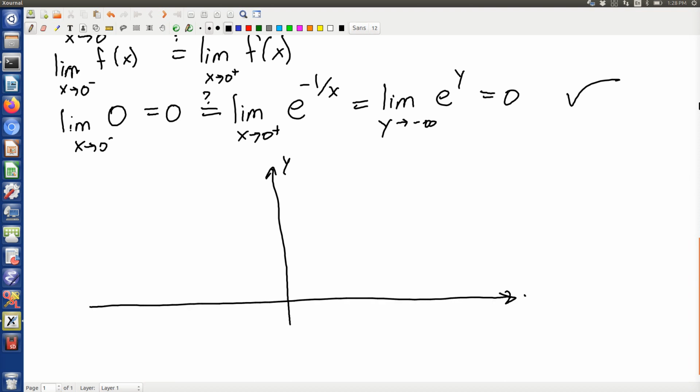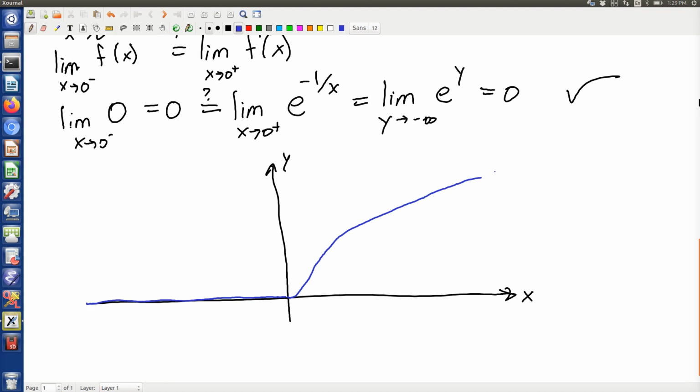The function is non-negative. It's 0 here, and there's positive on the other side of the axis, and it has a limit of 0. And it kind of looks a bit like this. So this is what y equals f of x looks like. And so really all the activity is right here.